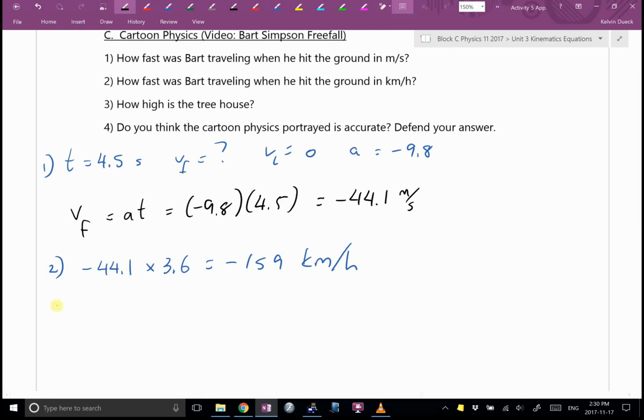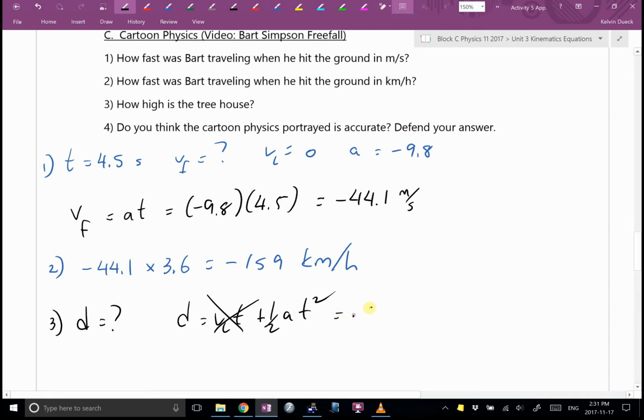What's number 3 want us to find? D. I could use my time value. No, never mind. I was going to say I could use V final to find D, but I think I can use D equals VIT plus a half A T squared. Yes? And in fact, Mr. Duick, you were silly. I didn't need to write the VIT, did I? I was too locked in. I wasn't thinking and analyzing my data.